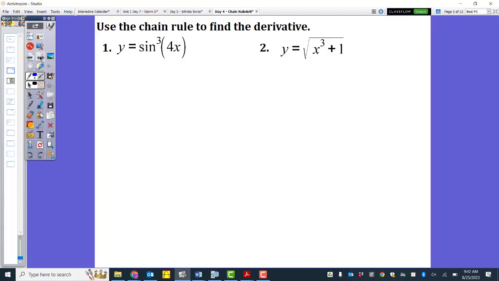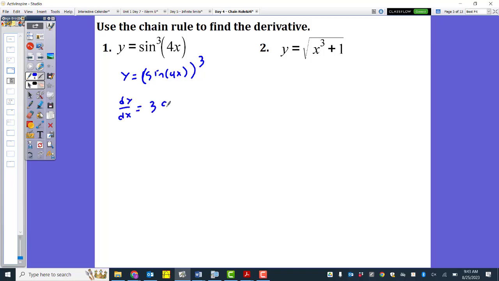The big one I want to talk about here is number 1 on this page, y equals sine cubed. As I said earlier, we can have multiple functions compounded on top of each other. We're just going to work from outside all the way in. So this one needs to be rewritten as sine of 4x, cubed. That's what that cubed there means. It's the whole thing being cubed. So the outside is the 3, or the cubed.